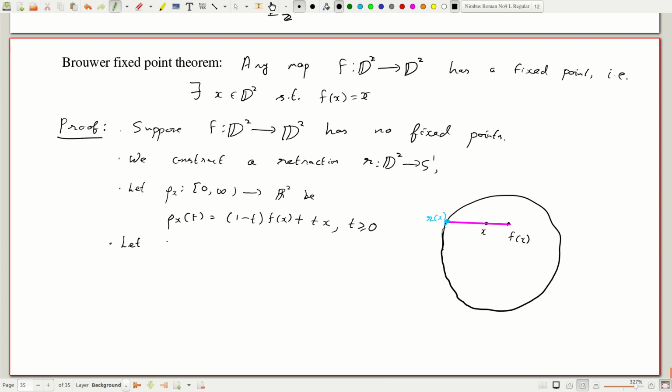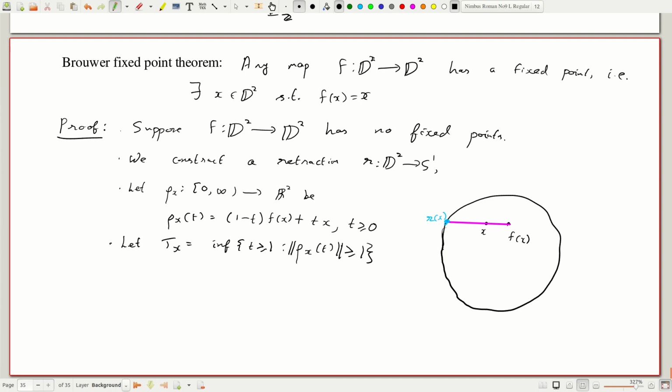Okay, and so let t_x be the infimum, the smallest. There are a few different equivalent ways of writing it, of t greater than or equal to 1, such that rho x of t is outside the circle. So norm of rho x of t is greater than or equal to 1.